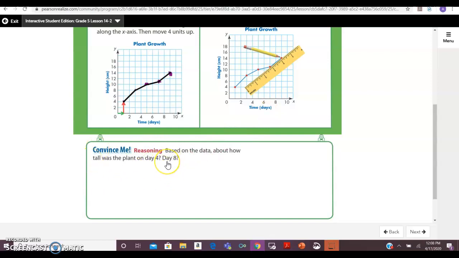So convince me based on the data about how tall was the plant on day 4. Oh, look, we already did that. If we go to day 4 and go up till we hit that line, we can come straight over and see it's halfway between 8 and 9. So on day 4, we can say it was 9 centimeters. On day 8, let's do the same thing. We're going to go to day 8, go until we hit the line, and come over. It was 12 centimeters.